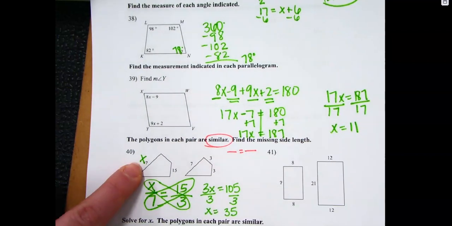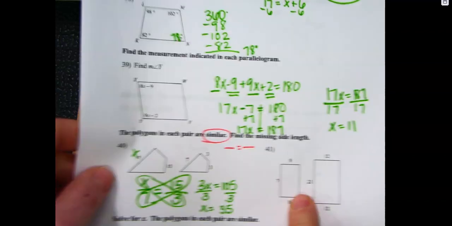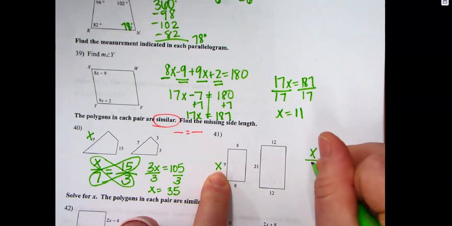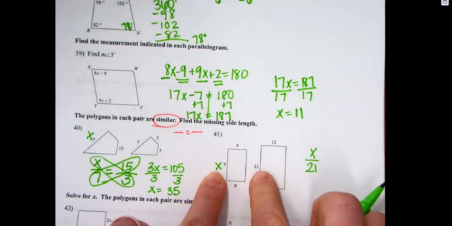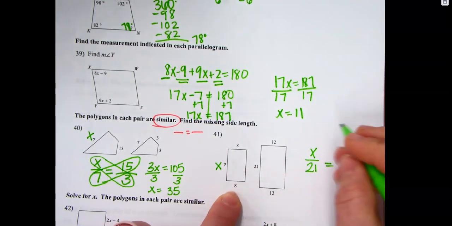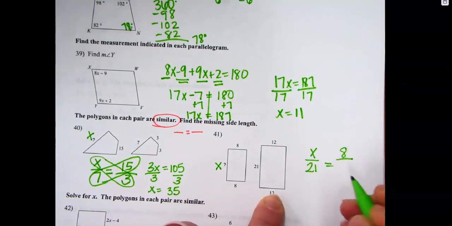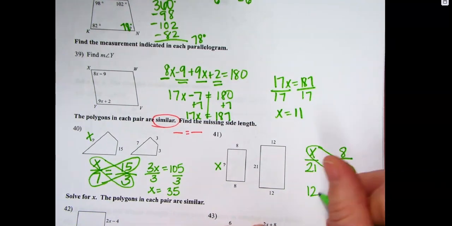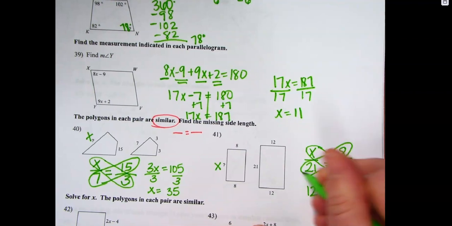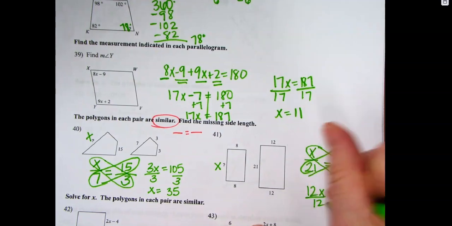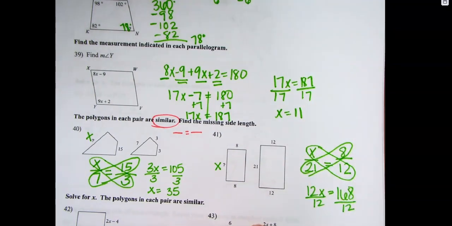That's 35. Okay, same thing over here. Again, you're dealing with your corresponding sides. If this is my unknown, it corresponds to the side 21. Those two correspond. I started with this, so I need to start with this rectangle on top again. So 8 is going to go on top. It corresponds to 12. Cross multiply. X times 12 is 12x. 21 times 8 is 168 divided by 12. So x equals 14.